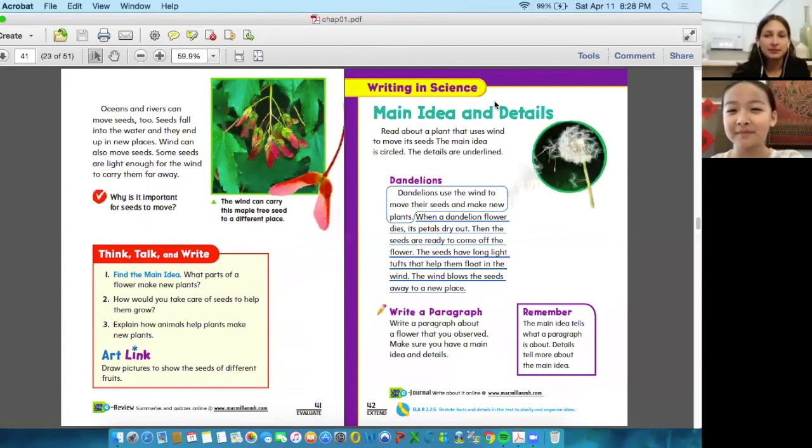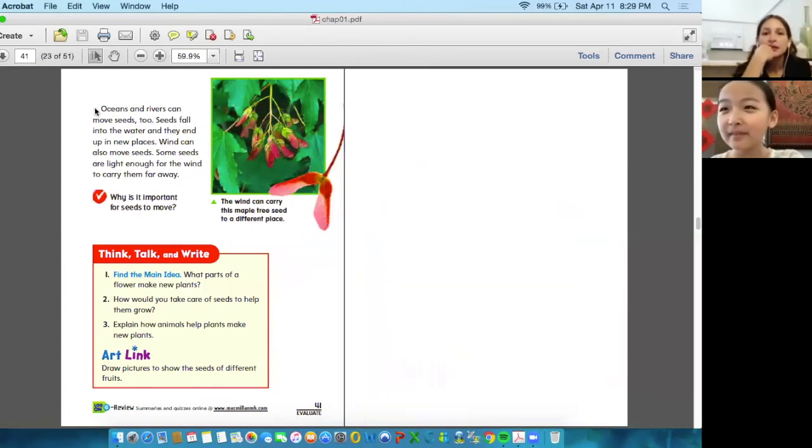Okay. Okay, can you read, please? Oceans and rivers can move seeds too. Seeds fall into the water and they end up in new places. Wind can also move seeds. Some seeds are light enough for the wind to carry them far away.